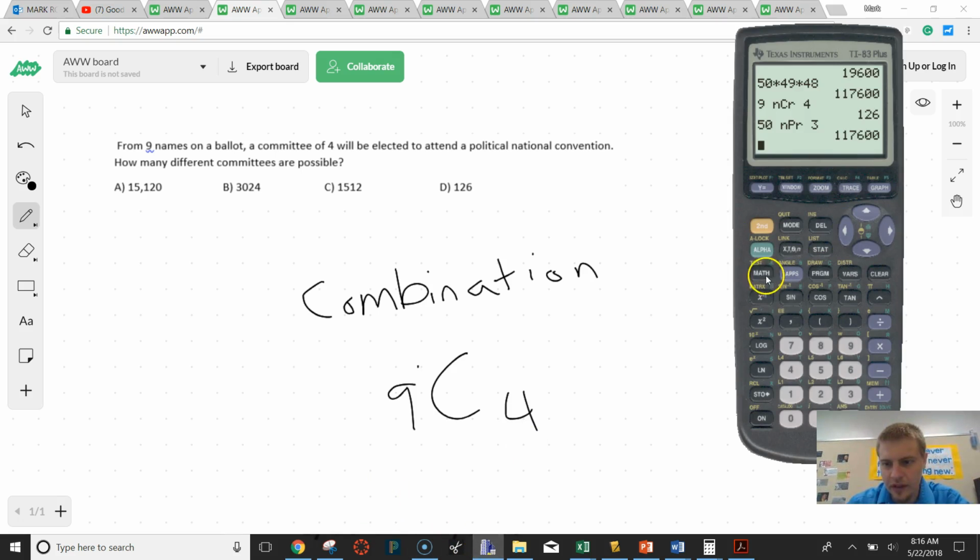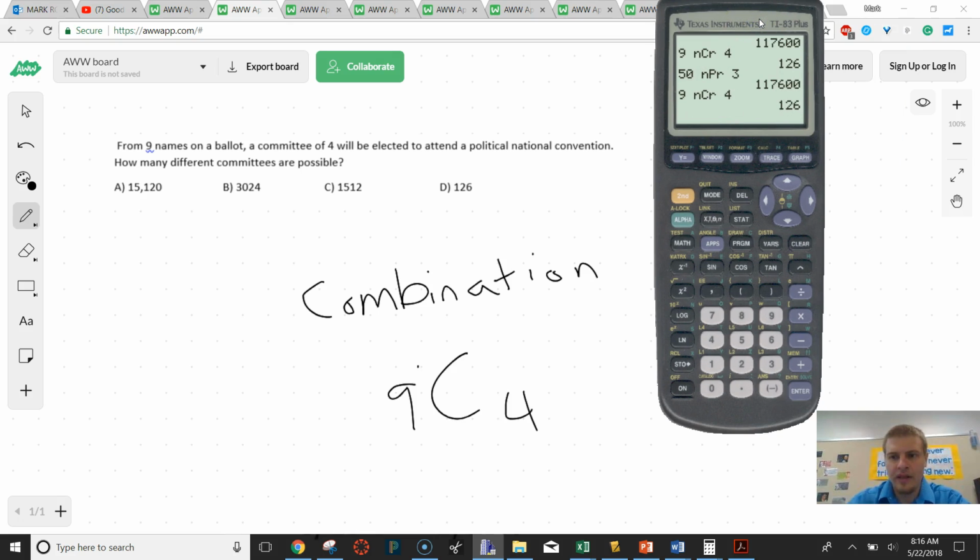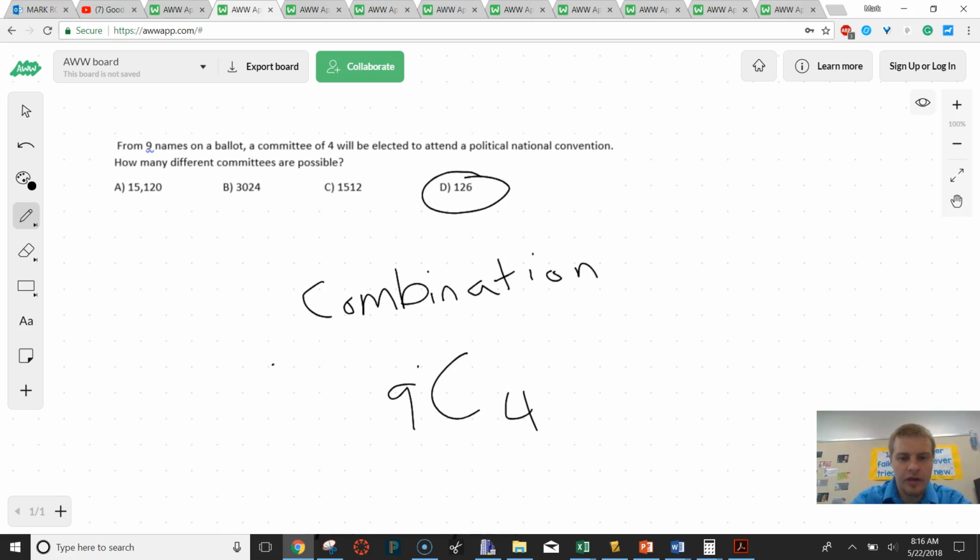And let's see if we can get that on our calculator. So 9, math, probability, nCr, and then 4, and that would be 126. Let's try the next one.